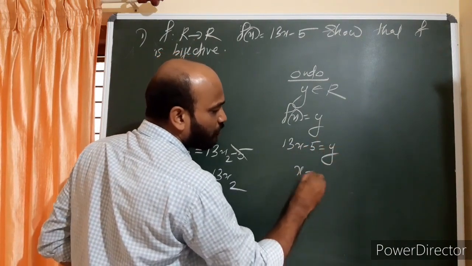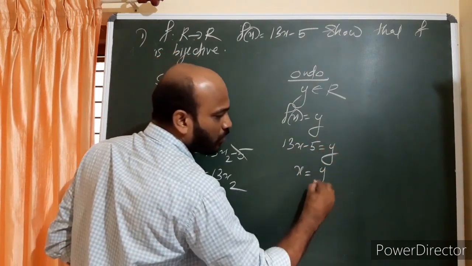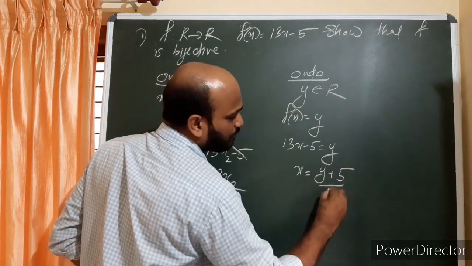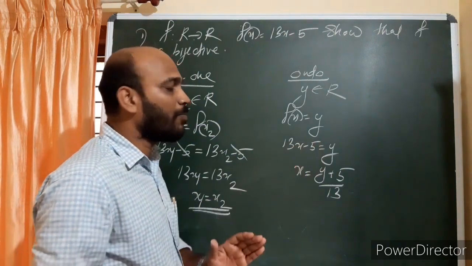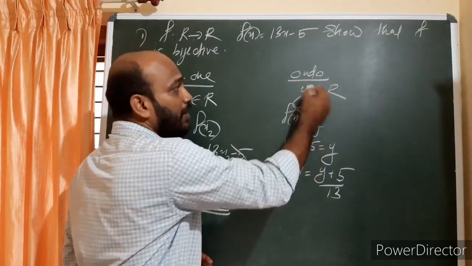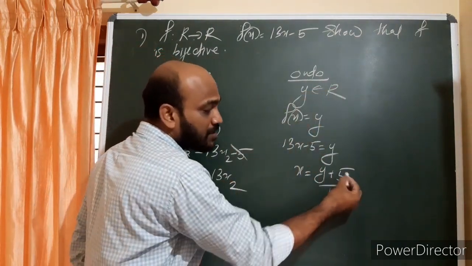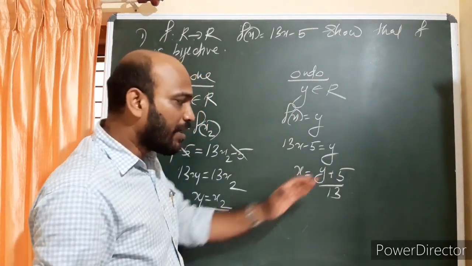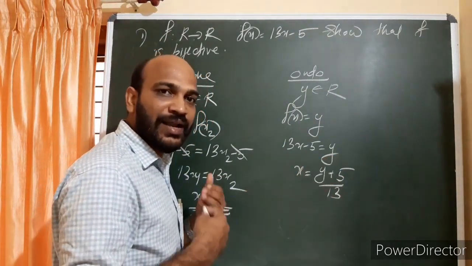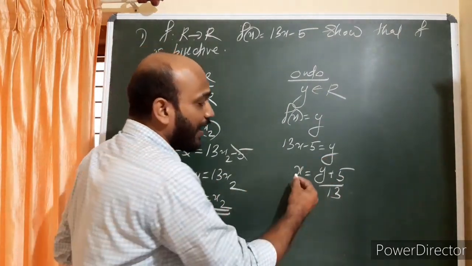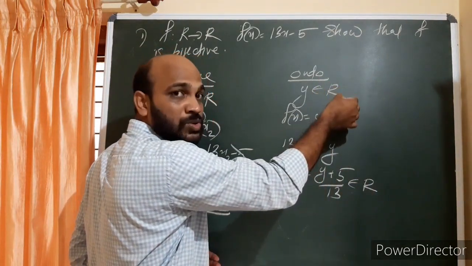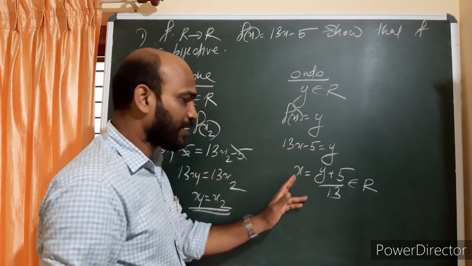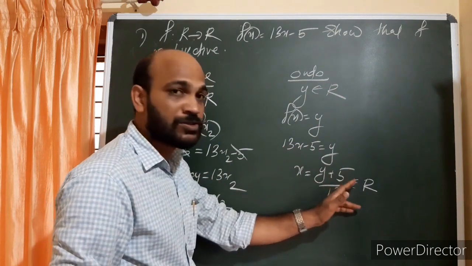So what is the value of x? It will be equal to (y plus 5) by 13. Now you have to check whether this x belongs to the domain or not. y is a real number, so y plus 5 will be a real number. A real number divided by 13 is another real number. That means x belongs to R. So for every y belonging to R, we can find one x belonging to the domain.